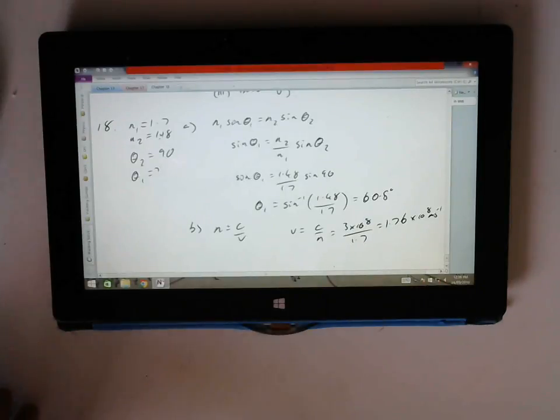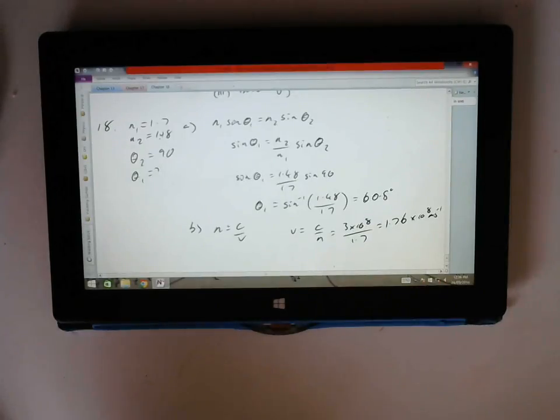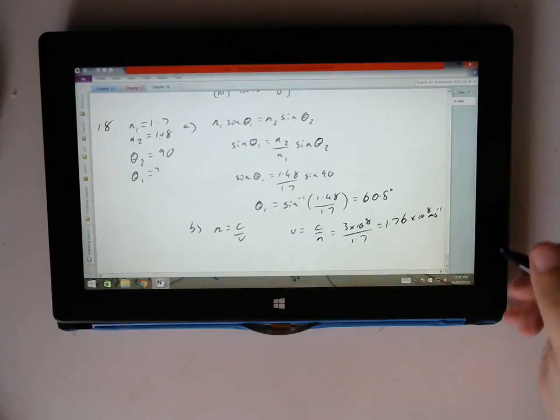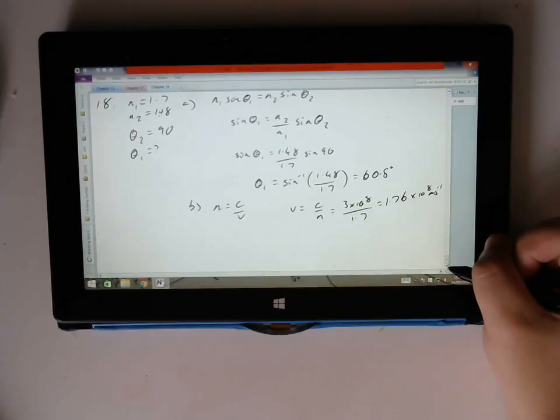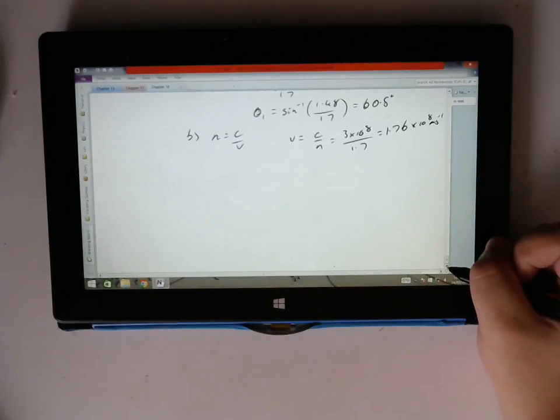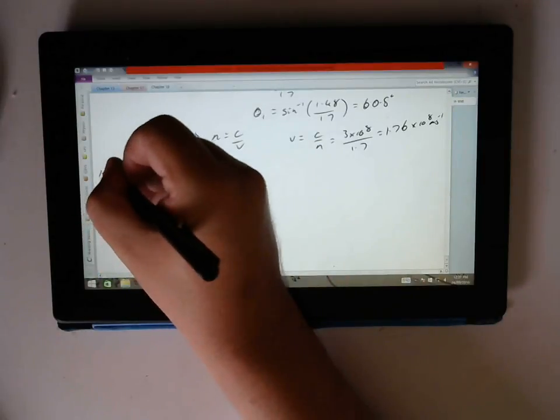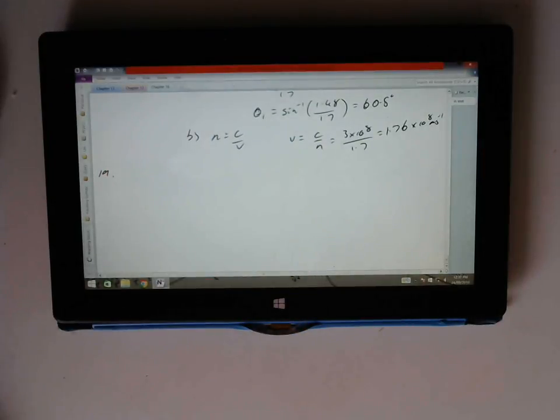If we double check our answers there, question 18 we're doing, yep, 60.5 we got, and 1.76 times 10 to the 8. Great. Both practical applications of the theory we've learnt before. Optical stuff's pretty important. Last question.